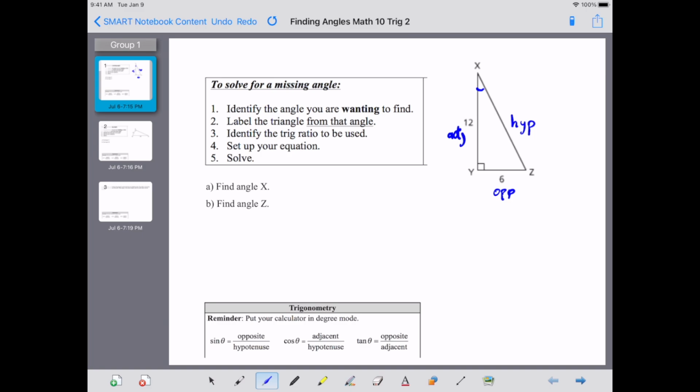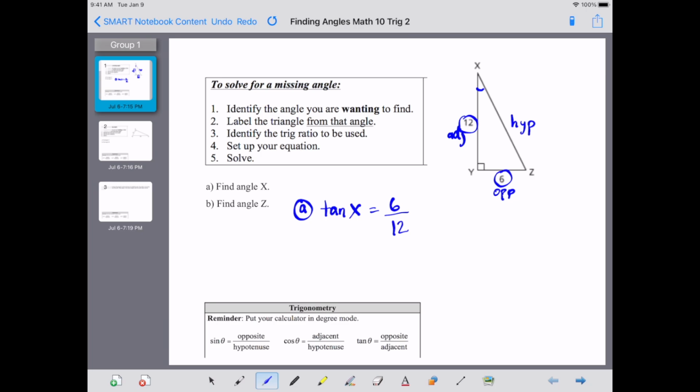So now identify the trig ratio to be used. So we have both the opposite and the adjacent side. So given our diagram down here, that's going to be tangent. So this is question A. So we're going to do tangent of x. So tangent of the angle is equal to opposite over adjacent. So our opposite in this one is 6, all over the adjacent, so the adjacent is 12.